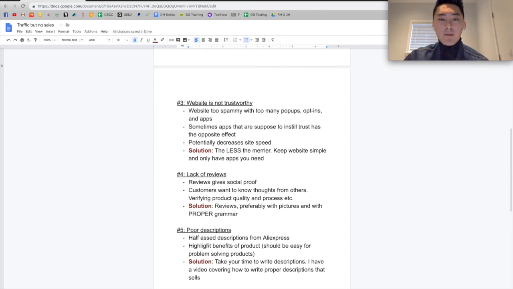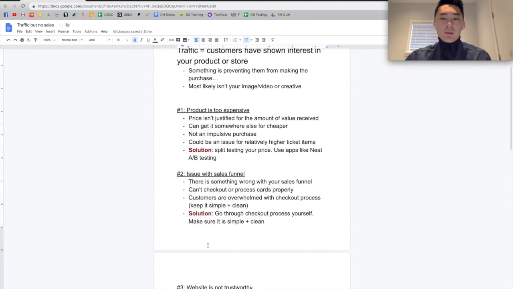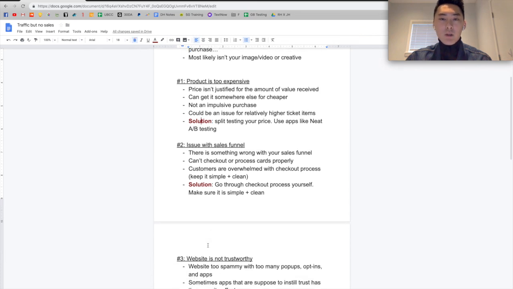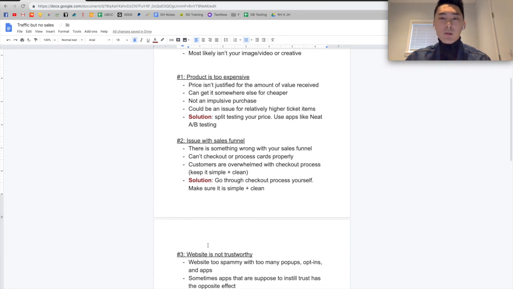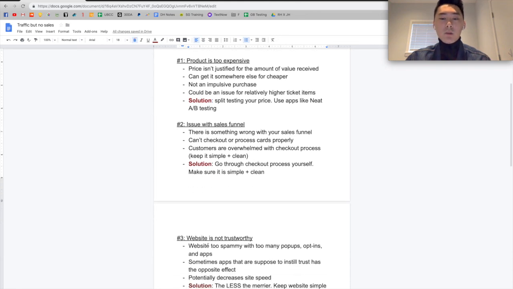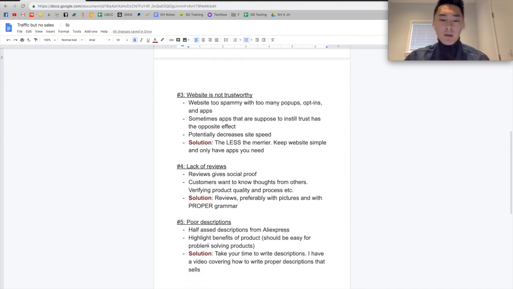So yeah, these are my 5 reasons why you might be getting traffic but no sales. Be sure to implement this and consider this if you haven't already. These should help you increase your conversion rate, get the proper conversions that you want, and convert the traffic to actually paying customers. So this is about it.